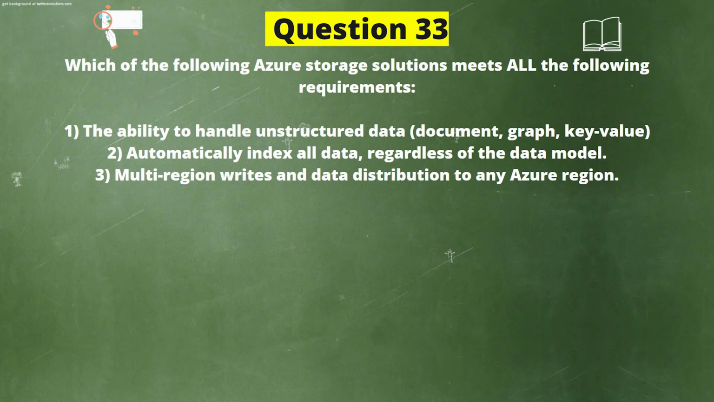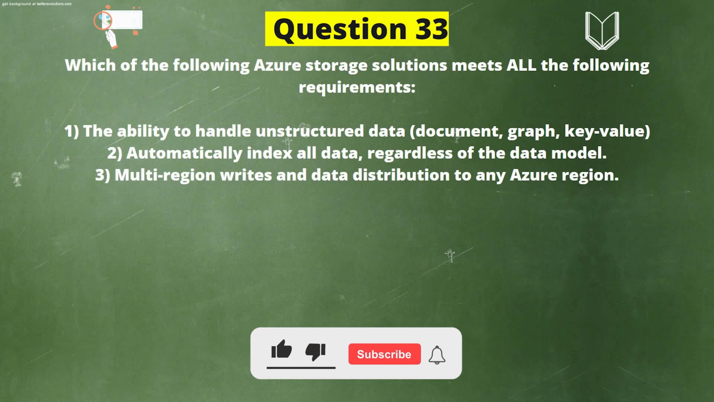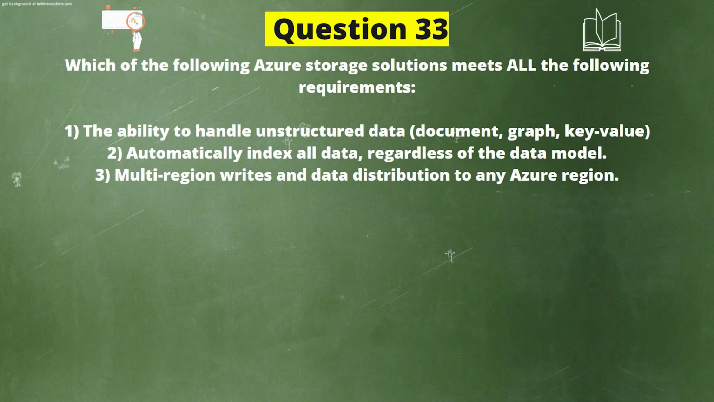Next question. Which of the following Azure storage solutions meets all the following requirements? Number 1. The ability to handle unstructured data: document, graph, key value. Number 2. Automatically index all data regardless of the data model. Number 3. Multi-region writes and data distribution to any Azure region.